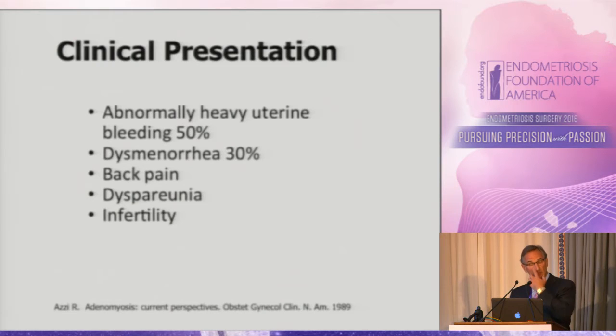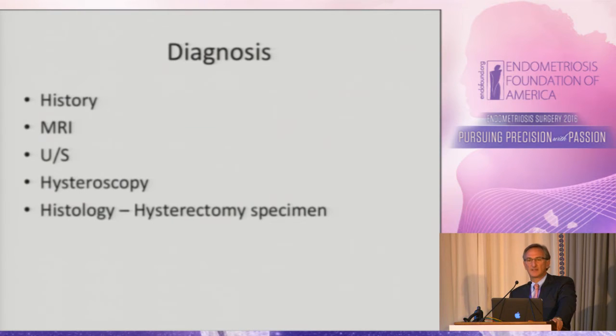So the clinical presentation of adenomyosis, by far the most common presentation is heavy uterine bleeding. 30% of these patients present with dysmenorrhea. Some present with back pain, dyspareunia that we heard about a little bit in the previous lecture, and I'm going to focus on infertility.